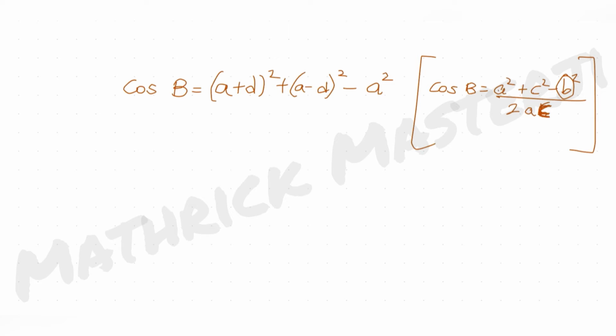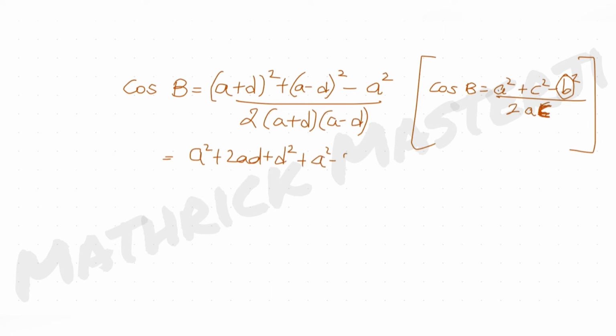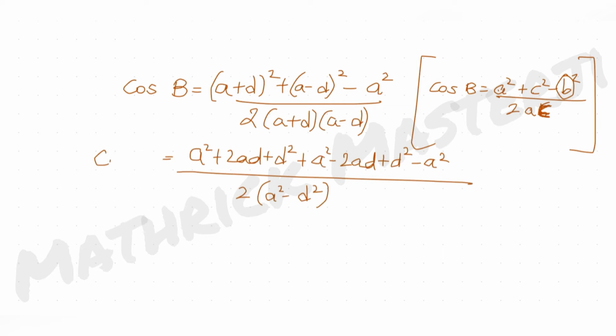So I get 2 times (a plus d) and (a minus d). So if I further try to solve this, I get this also as (a square plus 2ad plus d square plus a square minus 2ad plus d square minus a square) divided by 2 times (a square minus d square). And this is nothing but equal to cos B. Now cos B, I can write further as square root of cos square B, because I have sine B with me. So I'll try to convert that also in terms of sine.